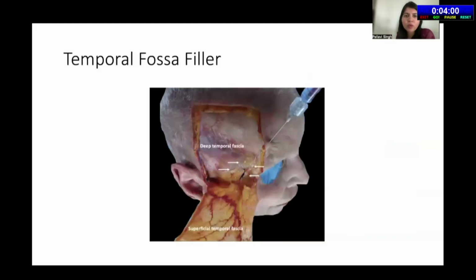So where do we want to be injecting in these patients? You want to ideally be above the deep temporalis fascia, but when you are injecting, it's difficult to determine when you're crossing the subcutaneous layer and when you've crossed the deep temporalis fascia. And one of the things to be careful about is that you have the neurovascular bundle behind it. So you don't want to be injecting into that.